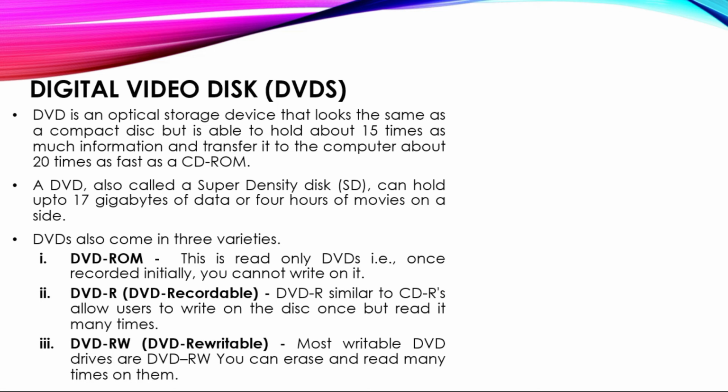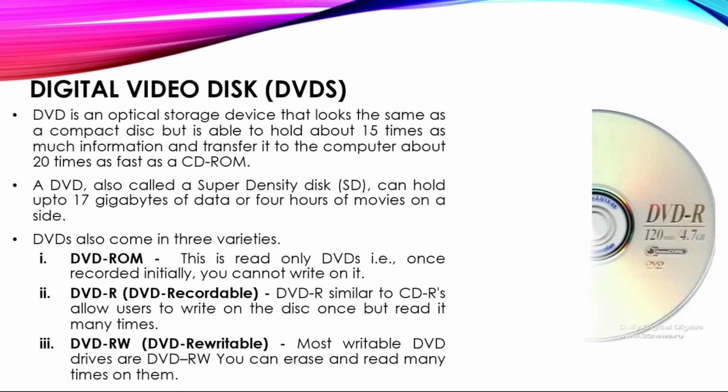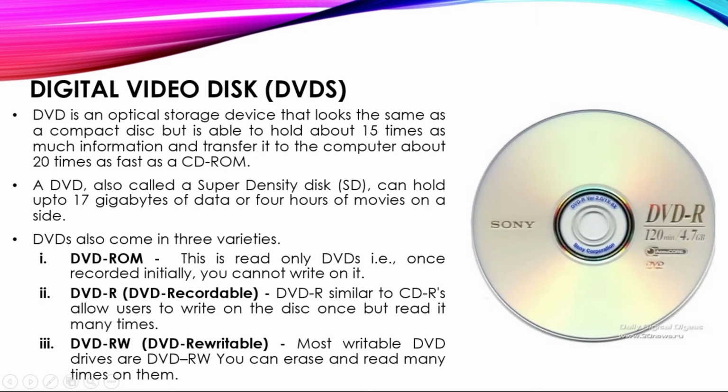Then is RW. With RW, any number of times the user wants to edit it or change the content of the data, the user can do it. This is how your DVD looks. Here you can see the capacity of your DVD is 4.7 GB. Here again it is DVD-R. So DVD-R means what? Recordable. Again this DVD can store 4.7 GB.